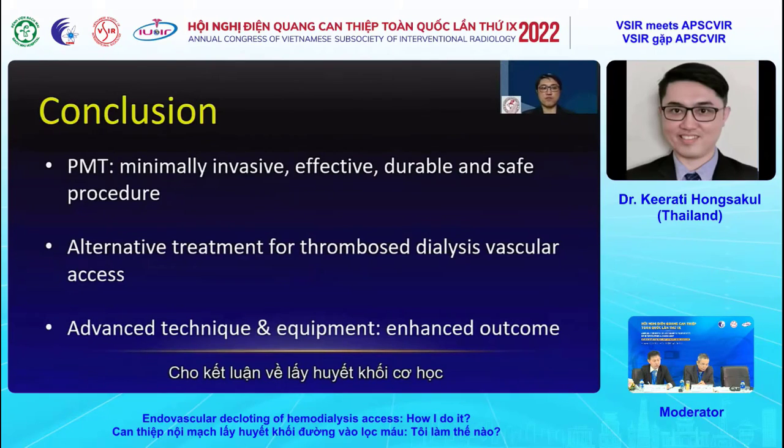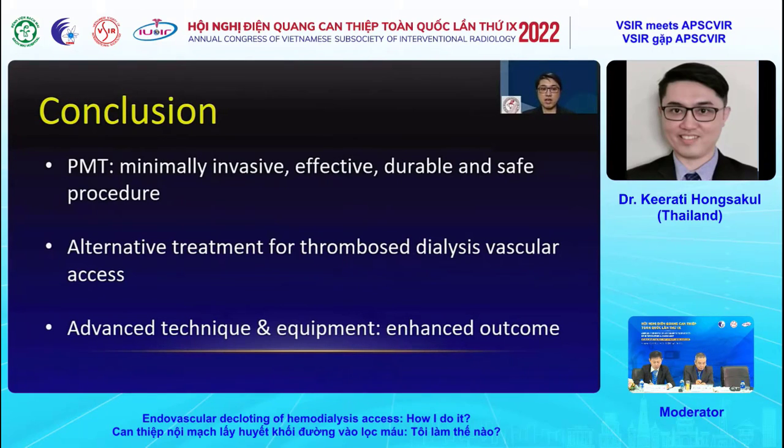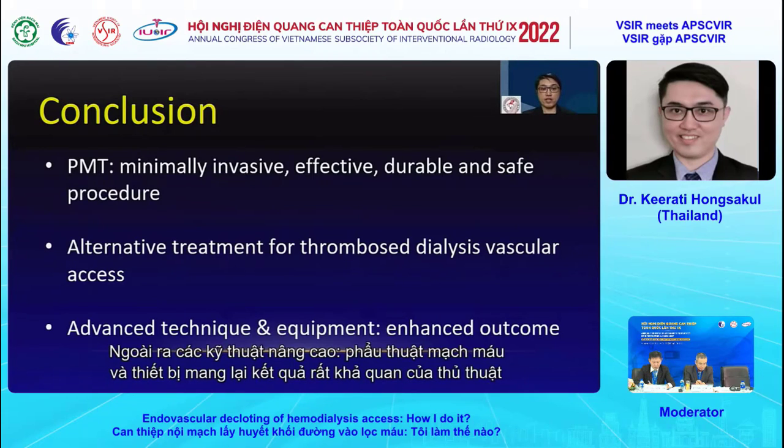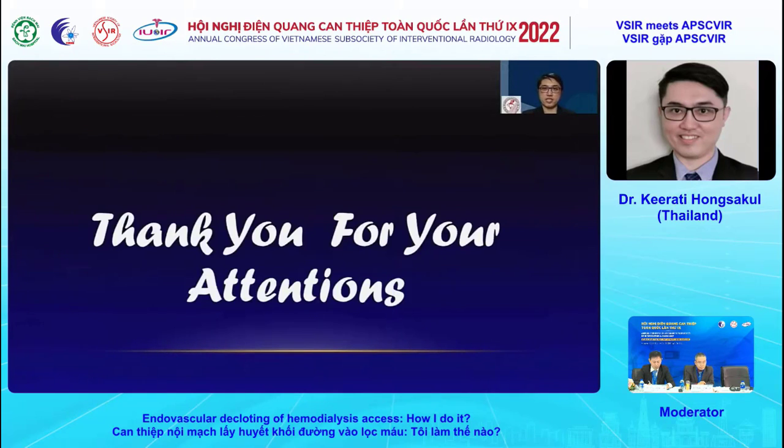For the conclusion, pharmacomechanical thrombolysis is a minimally invasive technique, and an effective, durable, and safe procedure. It can be an alternative treatment for thrombosed dialysis vascular access, including the AVG or the AVF. And advanced techniques, like mechanical thrombectomy and the equipment, can usually enhance the outcome of the procedures. Thank you very much.